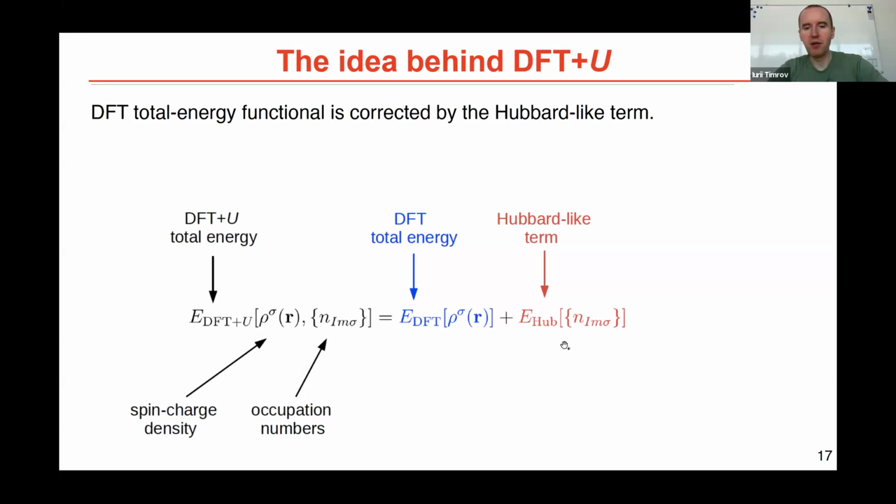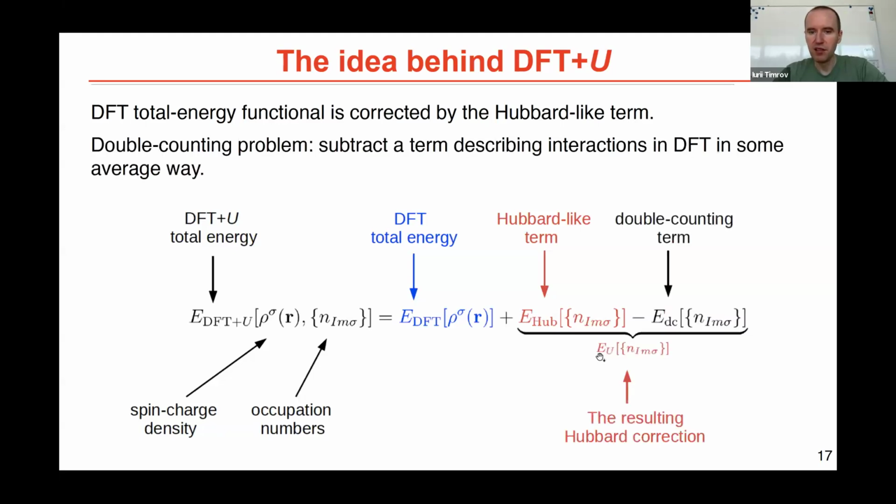But a little problem appears here. In DFT, we already have a full description of the system. There is the total energy of the system. And we are adding a little bit more energy. We cannot do that. There is conservation of energy in nature. We cannot simply take and put a random amount of energy into the system. So if we do that, we need to subtract something. So we subtract the so-called double counting.